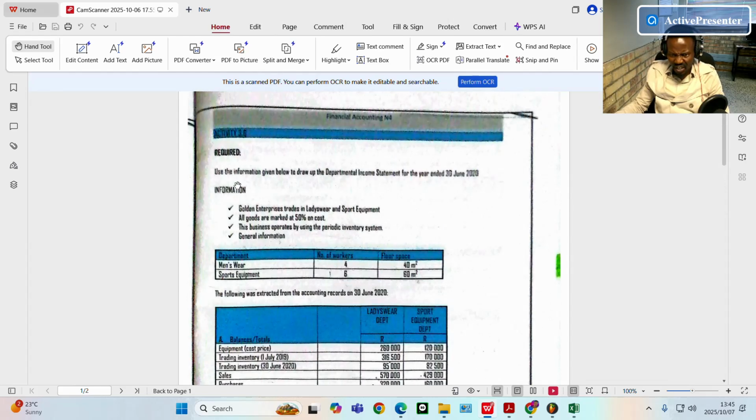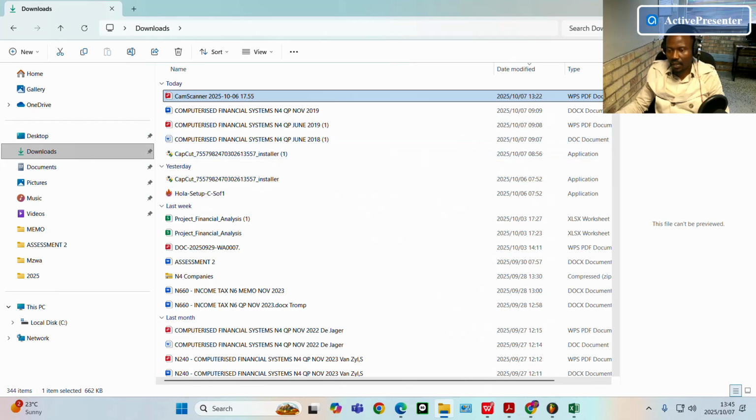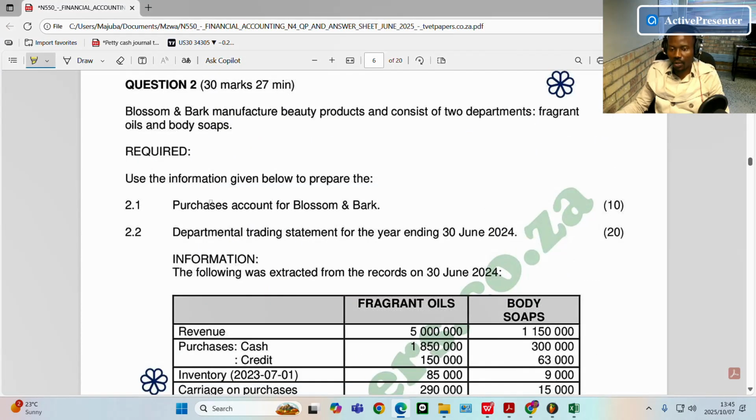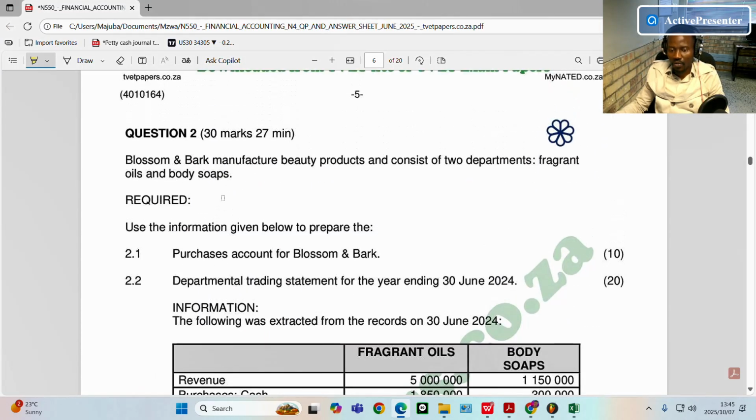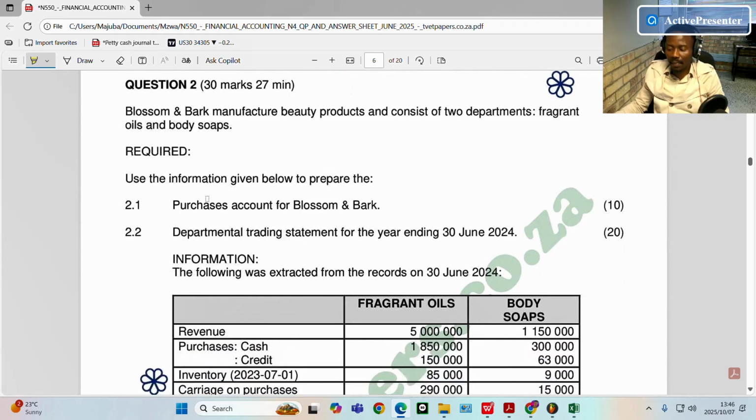So it does say here, use the information given below to draw up the departmental income statement for the year ending 30 June 2020. So I'll be using this question to show you the departmental income statement. Then I'll also be using this question to show you the purchases and the departmental trading statement. Okay, so without wasting any further time, let me begin.